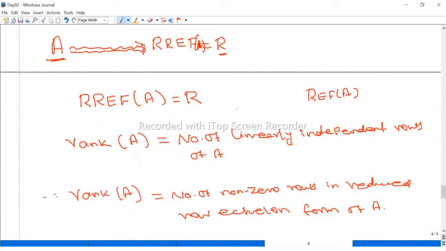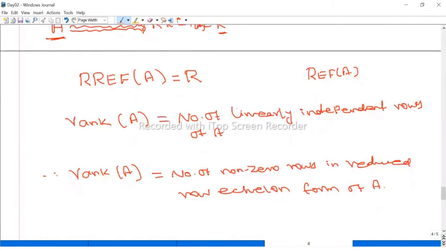For the time being we define rank this way, but we will define it some other way later. Anyway, both are equivalent definitions. Rank of the matrix is nothing but the number of linearly independent rows. That is difficult: finding the number of linearly independent rows is not hard, but it takes time.